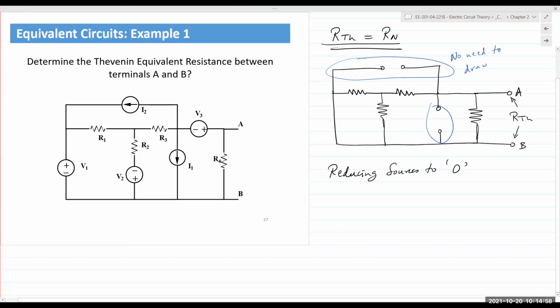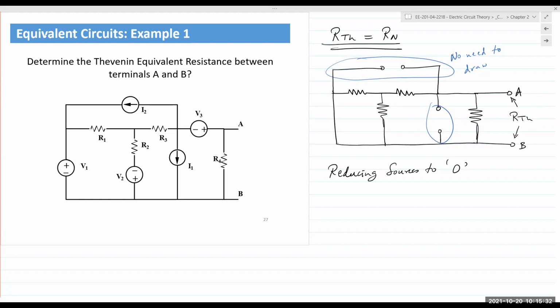But it makes sense, right? We want to find the total equivalent resistance between A and B. If we want to find the total REQ, well, we need to get rid of all the sources in the circuit. And we get rid of the sources by reducing them to 0. Reducing them to 0 means replacing voltage sources with a short and replacing current sources with an open. Once they're all gone, all we have left in the circuit are a bunch of resistors. All we do at that point is find REQ.